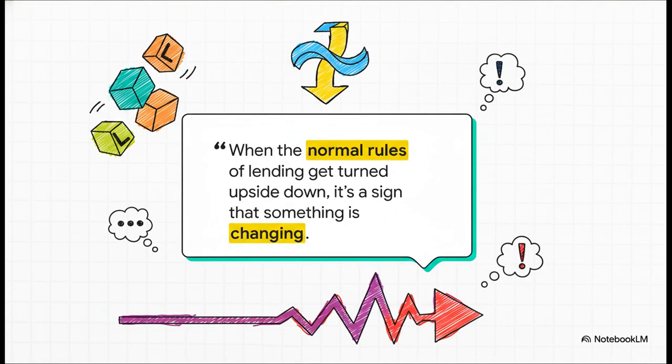And that right there is the key. This inversion thing, it isn't just some quirky piece of financial trivia. When the fundamental rules of lending get turned on their head like this, it's a huge blinking red light. It's a massive signal that the way investors feel about the future is changing in a big, big way.